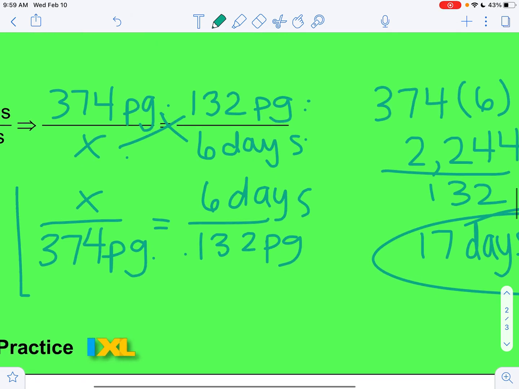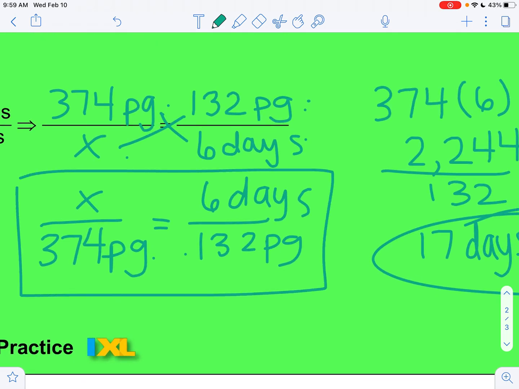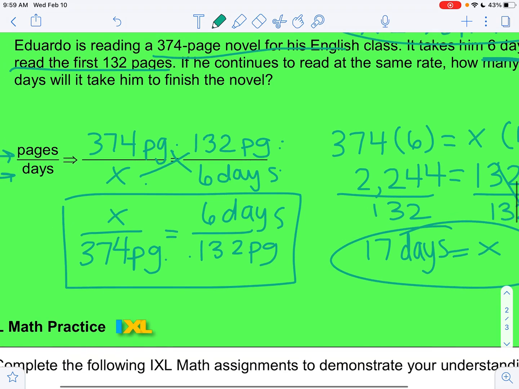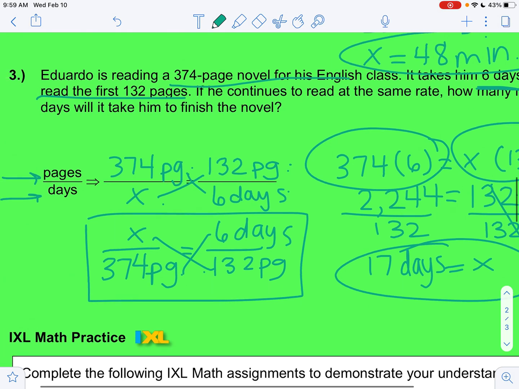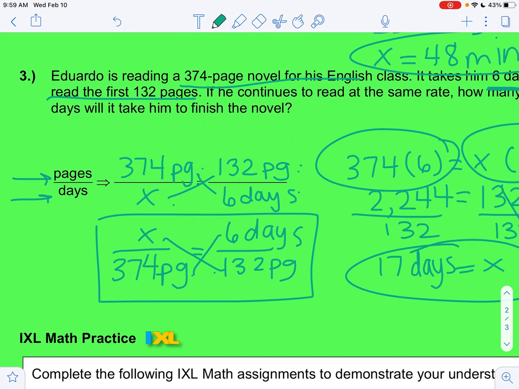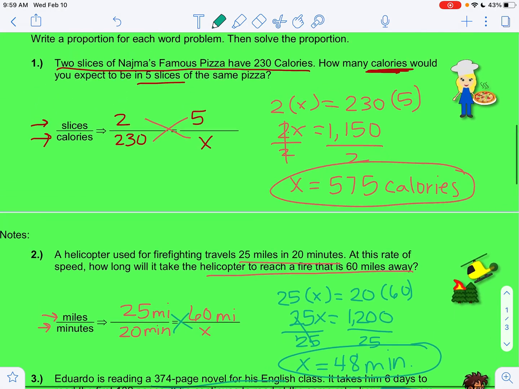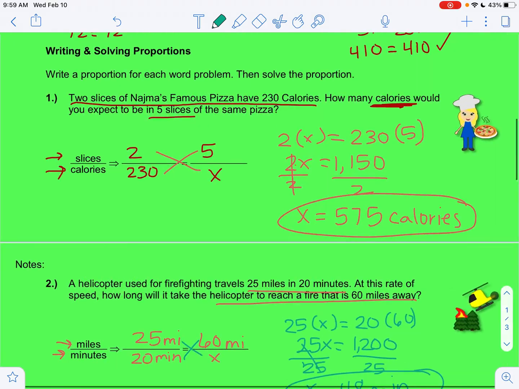Okay, if I did it this way, I would have gotten the exact same thing, because you're still taking x times 132, which is what we had, and you're still taking 6 times 374, which is the same thing. Okay, so it doesn't matter which way you set it up, if you have pages be on the top, days be on the bottom, or pages be on the bottom, days be on the top. But you need to make sure that you're consistent with pages being both on the top or on the bottom. Same thing with number 2 and number 1.